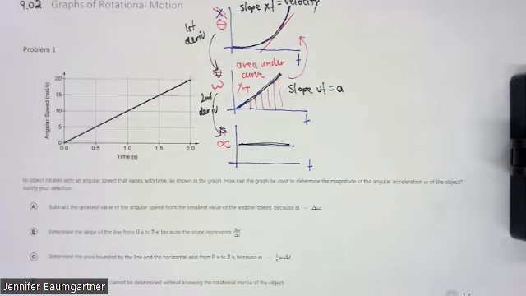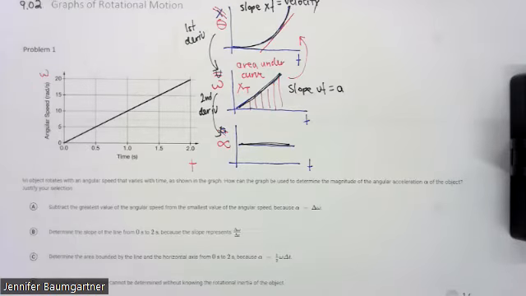All right, I have some AP practice problems here. They're a little tough to read, but if you want to, you can pause the video and copy it down or just walk through it with me. So I have angular speed, omega, versus time. An object rotates with an angular speed that varies with time as shown in the graph. How can the graph be used to determine the magnitude of the angular acceleration of the object?